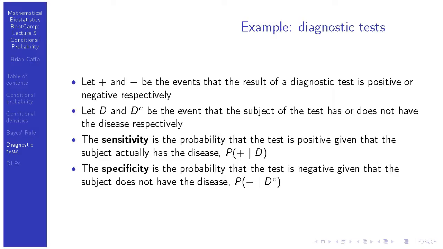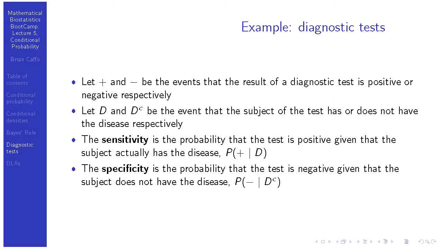So let's let plus and minus be the events that a diagnostic test is either positive or negative, respectively. So plus being positive, of course, and minus being negative. And then let's let D and D complement be the event that a subject of the test does or does not have the disease, respectively. We can make a definition.